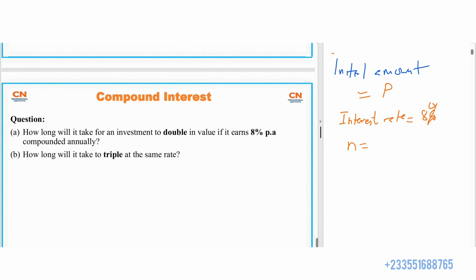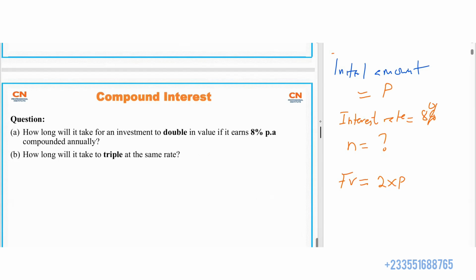For our n, we don't know. That's what we are looking for, how long, the n or the time. But from here, we can set up an equation because we are saying, for how long will it take an investment to double. So we can say future value is equal to 2 times the present value. That's what it means. How long will it take the initial deposit to double itself? I hope you're following.